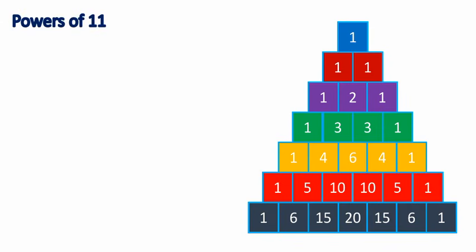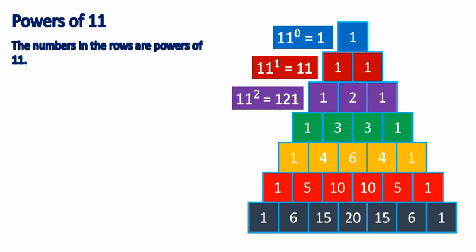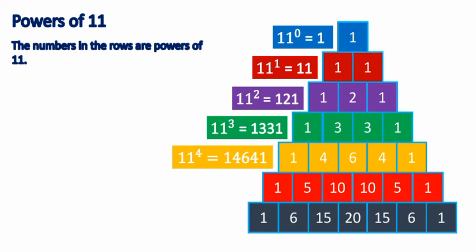Powers of 11. The numbers in the rows are powers of 11. We know 11 to the power 0 is 1, and here is the number 1. 11 to the power 1 is 11, and here is the number 11. 11 squared is 121, and here is the number 121. 11 cubed is 1331, and here is the number 1331. 11 to the power 4 is equal to 14641, and here is the number 14641.